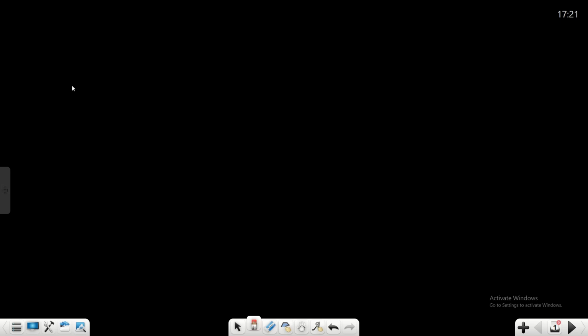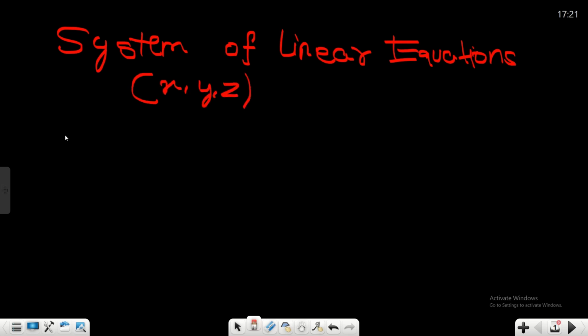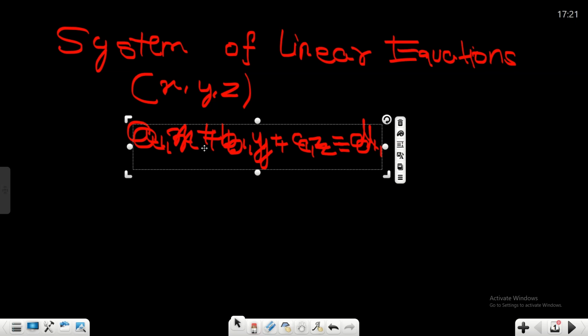So let me first give you a brief recap of the shortcut that I have mentioned in shorts. The shortcut is that if you have a system of linear equations in three variables, that is x, y, z, and if you have equations like a1x plus b1y plus c1z is equal to d1, and similarly for a2, b2, c2, and similarly for 3 as well.